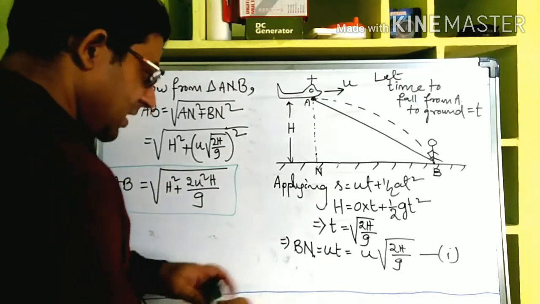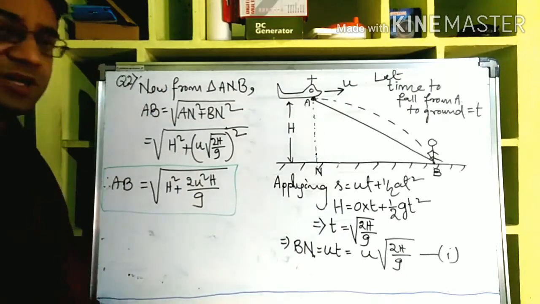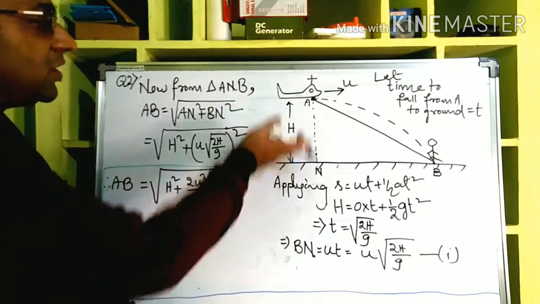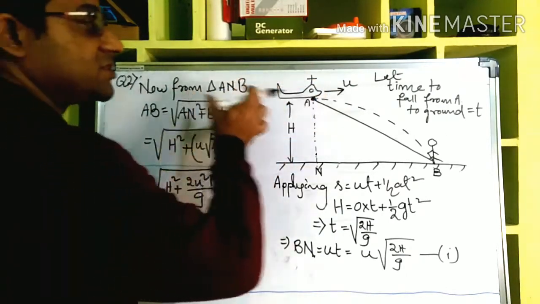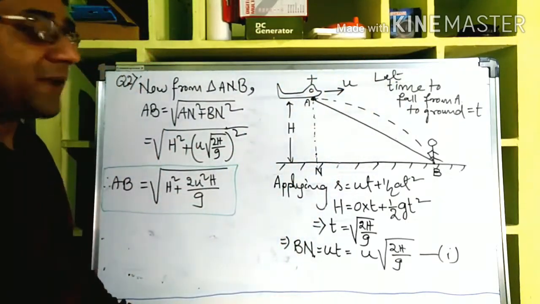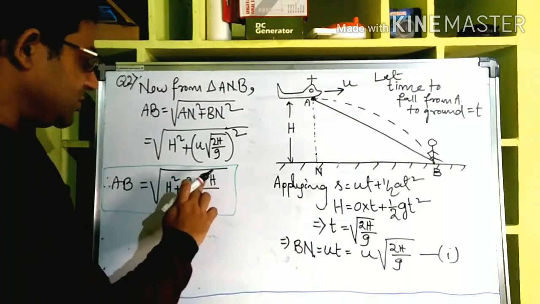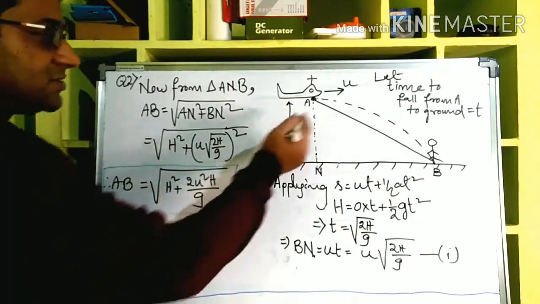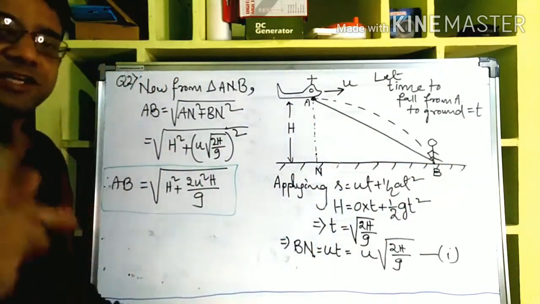So this is the answer. Now this was a theoretical, conceptual question. If the height at which it is flying is given, and with some velocity, let us say it is flying at 10 meter with a speed of 5 meter per second, if u is given and h is given, we can find out the exact value of AB. Is it clear to everybody?